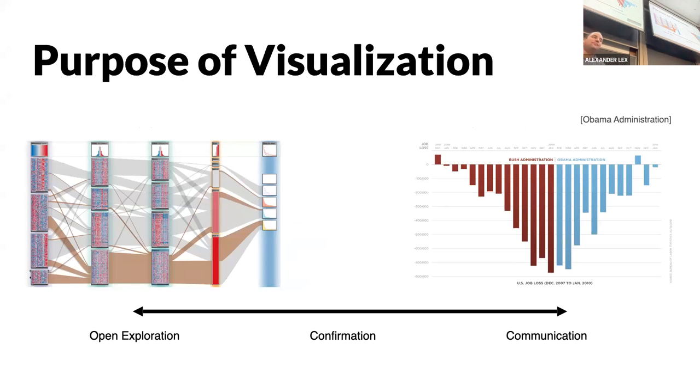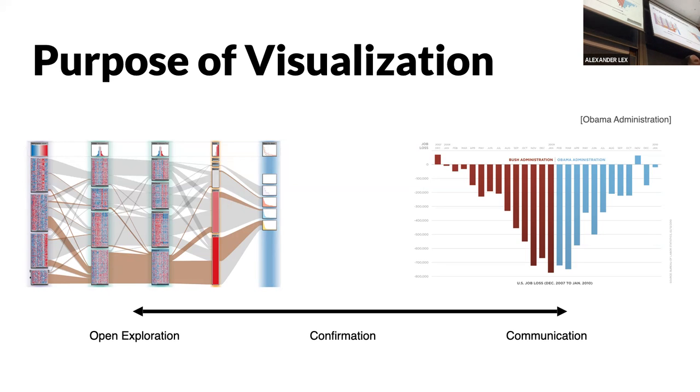And so we have these purposes here. On the one hand, we have open exploration, and you would use tools that are designed explicitly for experts. Like what I'm showing here on the left, this is a cancer subtype analysis tool that I built together with colleagues almost 10 years ago. And on the right, you have a chart that was very particularly created to tell you one single message. And this was a chart that the Obama administration published.